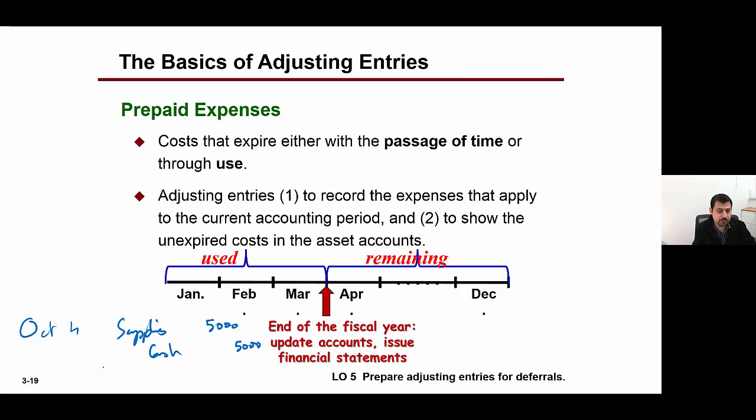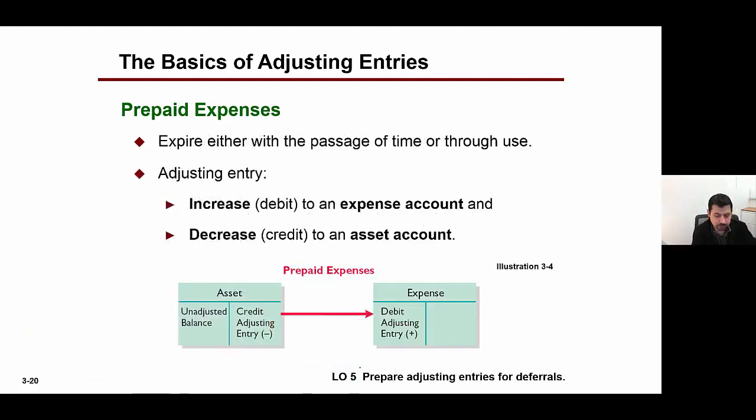And where does that go? Well, we use those supplies in order to generate revenues, so those go to supplies expense. As a result, we decrease supplies by 2,000 and we increase supplies expense by 2,000.